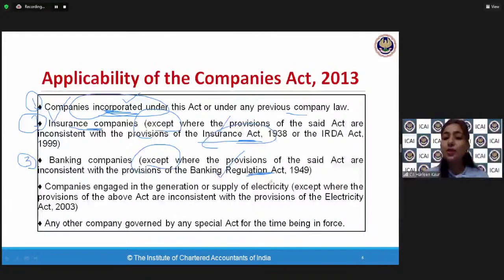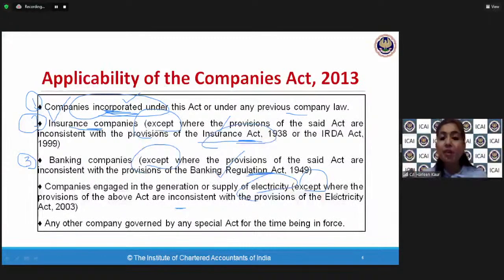Similarly, the companies which are engaged in the generation and supply of electricity. So all the electricity companies will also have the applicability of Companies Act, again, except where the provisions are inconsistent with the provisions of Electricity Act. So all these companies have their respective act. These are known as statutory companies which are formed by a special act. So they have a special act. Insurance companies are governed by Insurance Act, banking companies by Banking Regulation Act, electricity companies by Electricity Act. But Companies Act is also applicable to them.